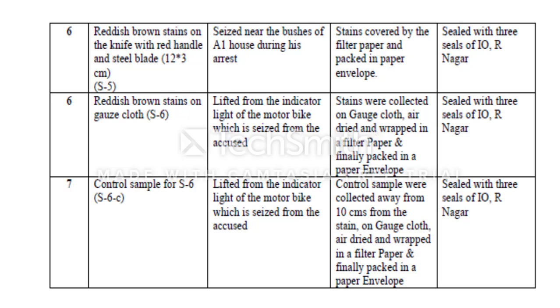Now control samples also need to be processed in a similar way, that is collected 10 centimeters away from the stain on gauze cloth, air dried and wrapped in a filter paper, and finally packed in a paper envelope. And of course the seals will remain as 3 in number, and it's not a fixed number. Depending upon the size of the wrapper that we are using, the outer cover, so many seals need to be put on the outer envelope.